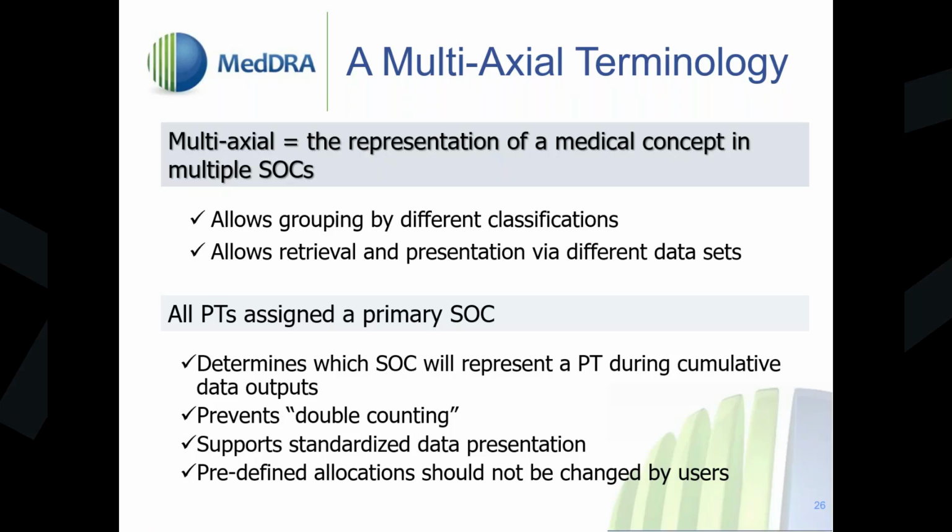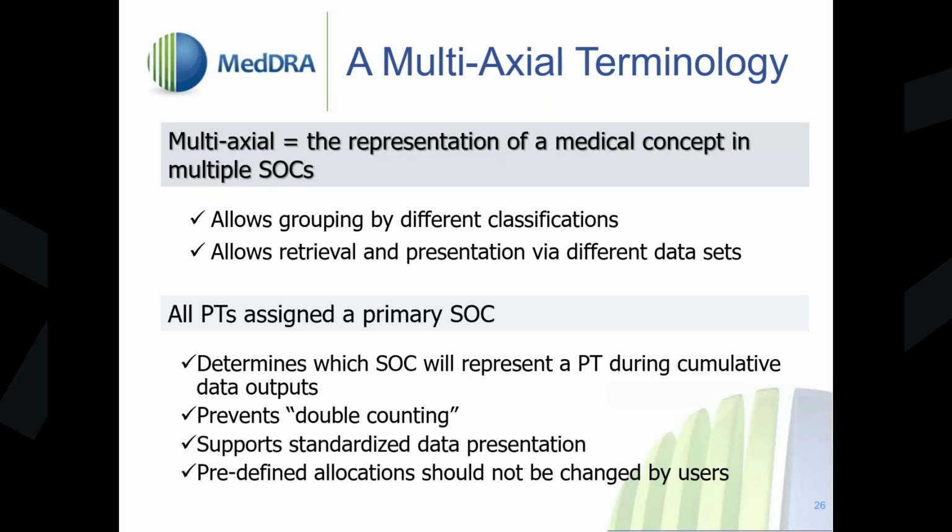Not every PT in MedDRA links to more than one system organ class. About maybe a little over 40% of PTs in MedDRA are multi-axial. But because they are linked to more than one system organ class, we don't want to count them more than once when we're doing our listings at the end. We don't want to do double counting. So what the MSSO does is it determines which of these system organ classes is going to be defaulted as the primary system organ class. So when you run your outputs and you look at your data and you default to the primary system organ class, there's only one. So you're not going to count the same event twice.